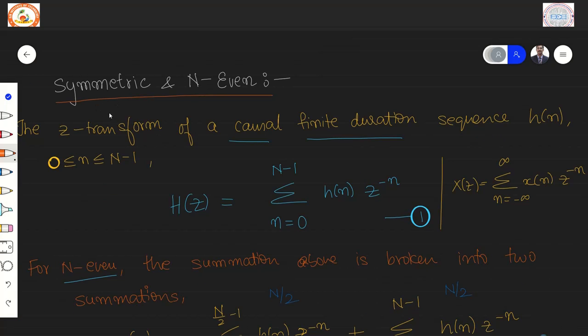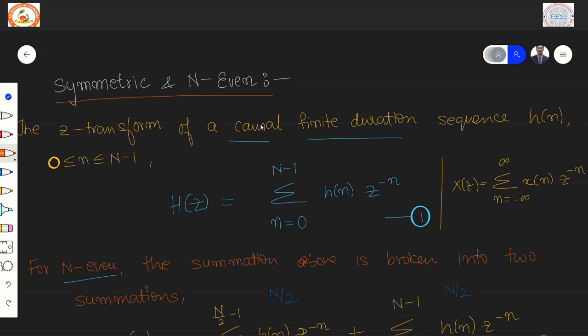Let us first consider that the impulse response h of n is symmetric and the length of n, the size of N, is even. This is a transform of a causal finite duration sequence h of n where n value is between 0 to N minus 1. So it's an N point sequence. Definitely it is finite. It lies on the right hand side, 0 to N minus 1.